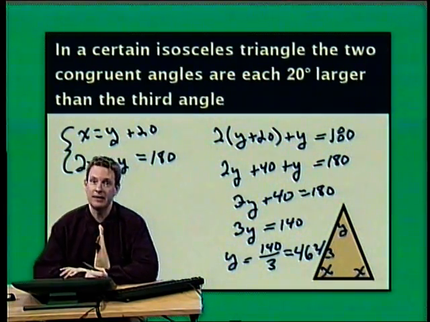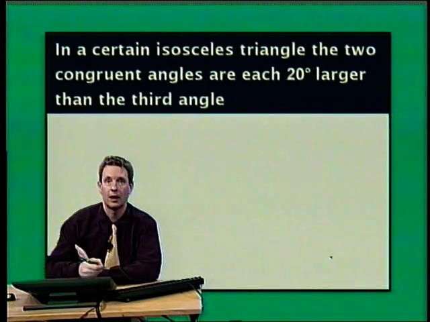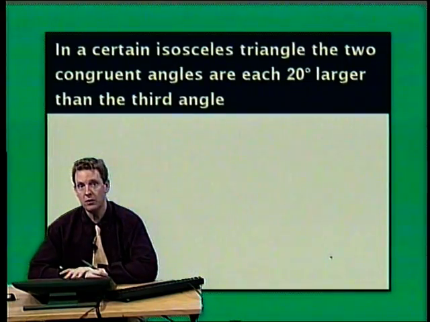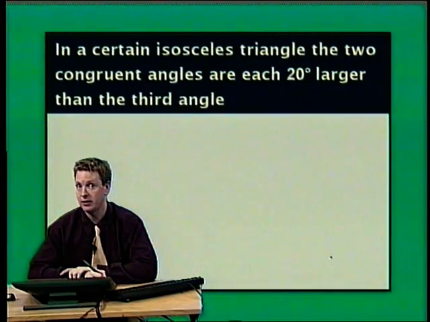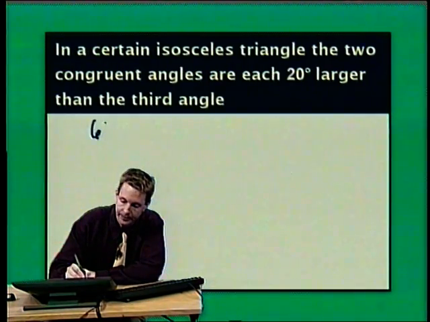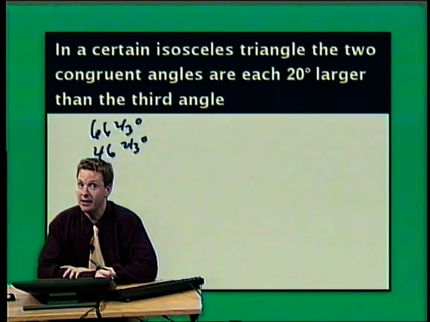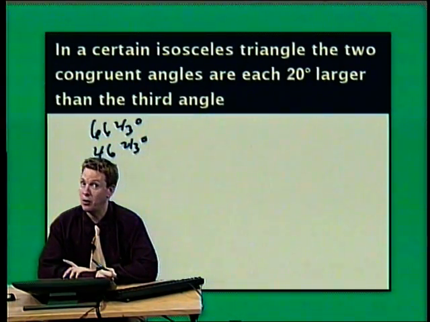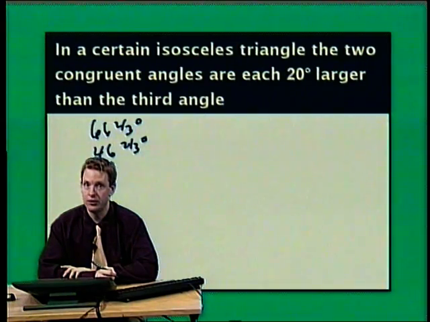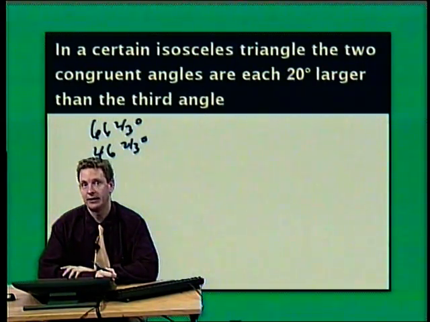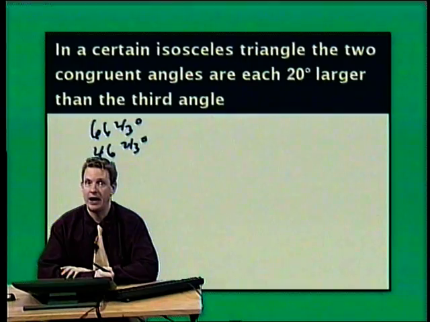Let's see if this result makes sense in the context of the problem. If the two congruent angles are 66 2/3 degrees, and the third angle is 46 2/3 degrees, it's pretty clear that 66 2/3 is 20 more than 46 2/3. What's the other thing we need to check? We need to make sure that the three angles sum to a measurement of 180 degrees.